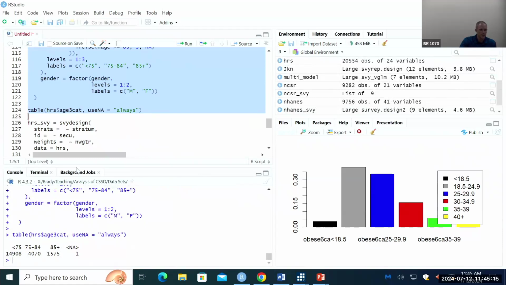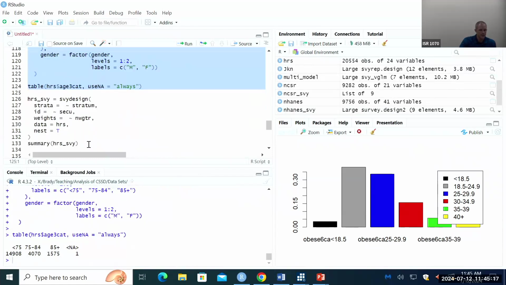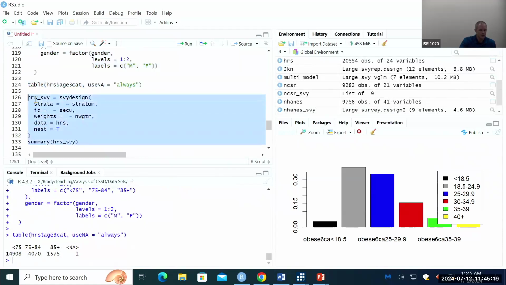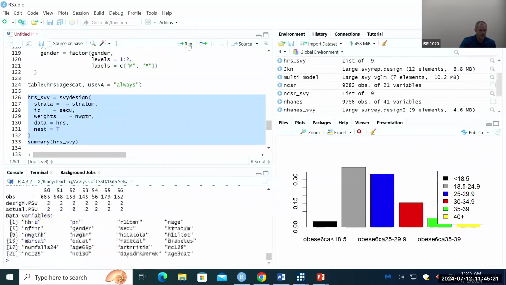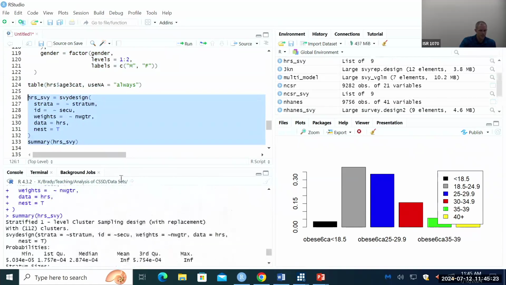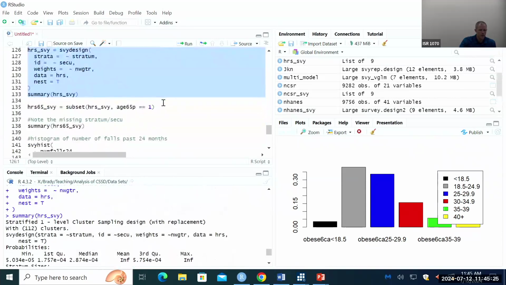Declare the HRS design features. This new survey design object is called hrs_survey. Double check, make sure that looks good. Then I create, remember in R, if I want to work with a subpopulation, I have to use that subset function applied to the survey object. So I'm subsetting hrs_survey to be for those who are age 65 and above, creating a new design object for those folks.